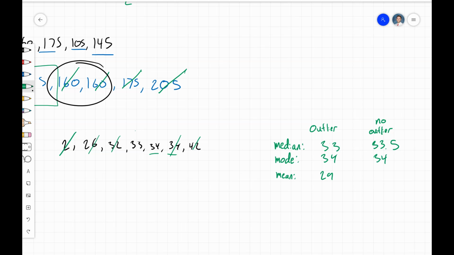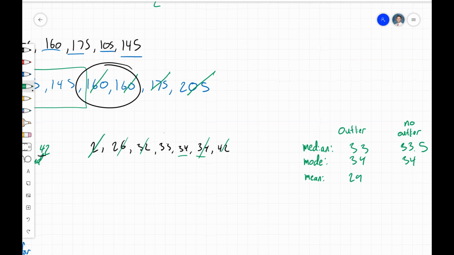And for our mean, again, we're just going to add everything up except for that 2. That would give us 201. And now we only have 6 data points, so we will divide that by 6. 6 goes into 20 3 times. That's 18. 6 goes into 21 3 times. That's 18.